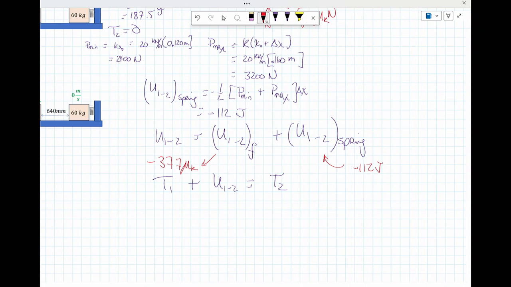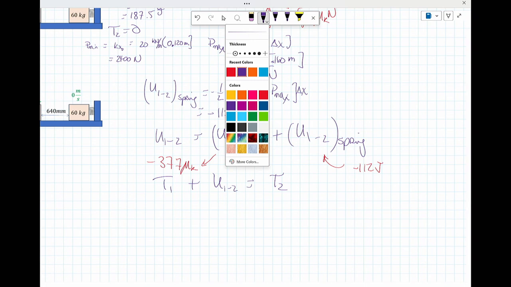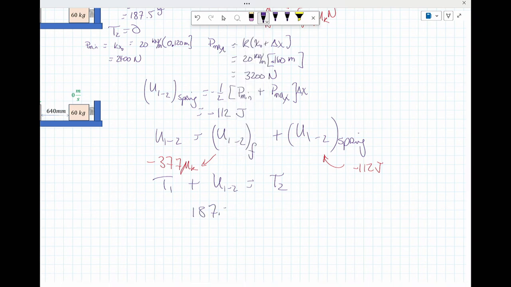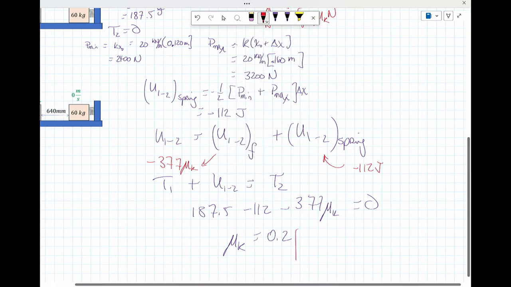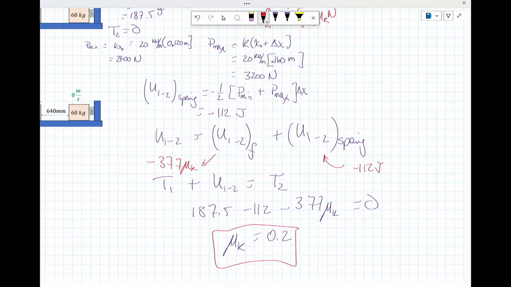You have initial velocity, final velocity, the amount of compression of the spring, and from that you get 187.5 minus 112 minus 377 mu sub k is equal to 0, and mu sub k is equal to 0.2. That is a nice number. Any questions on that so far?